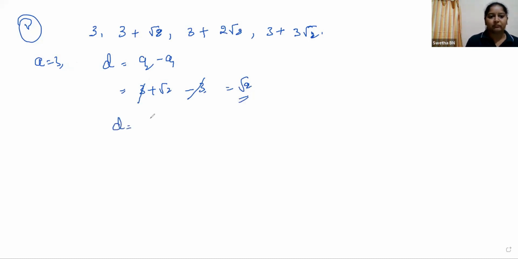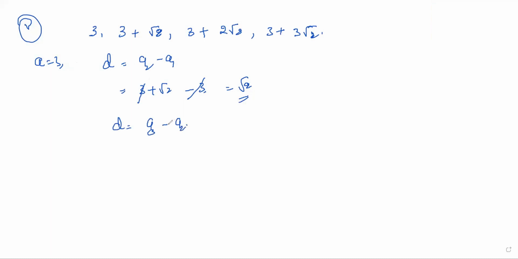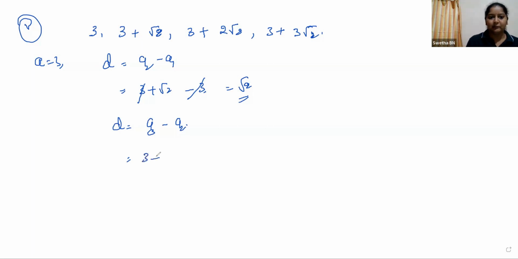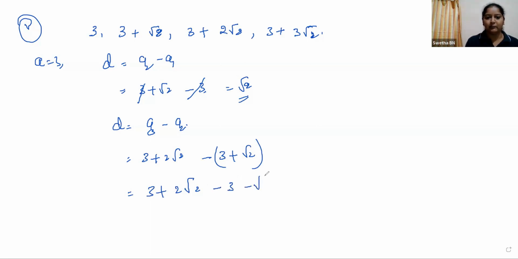And find A3 minus A2. AP form, ma'am. Yes. A3 is 3 plus 2 root 2 minus A2, which is 3 plus root 2. Use brackets, children. Otherwise, you won't get the answers. 2 root 2, remove the bracket, minus 3 minus root 2. So 3 gets cancelled. Root 2 and root 2 are the same, so 2 minus 1 is 1. So we are getting root 2. So they are forming an arithmetic progression.